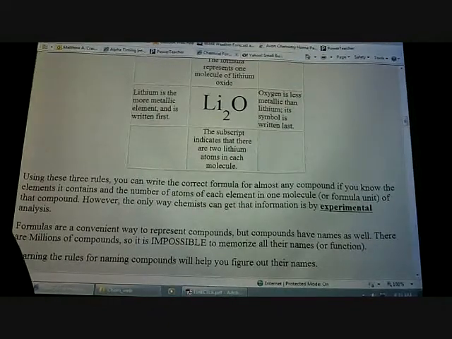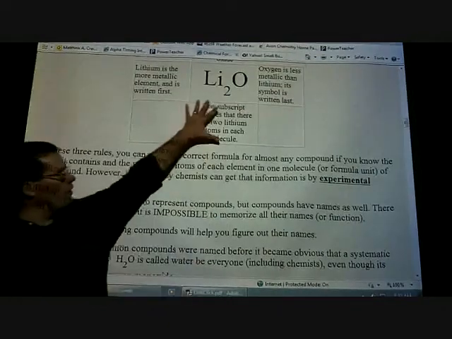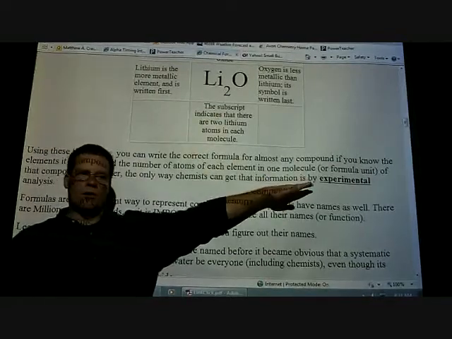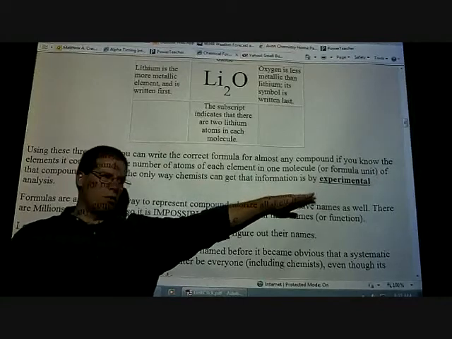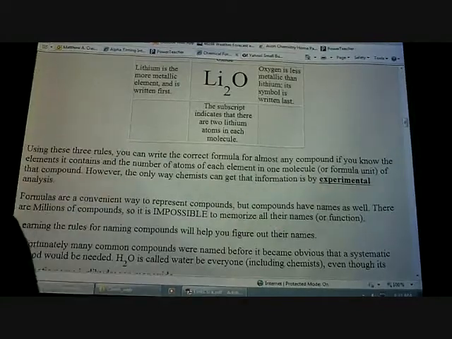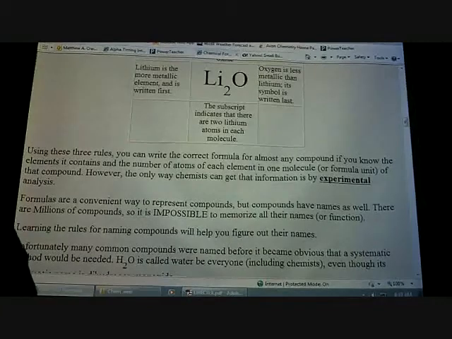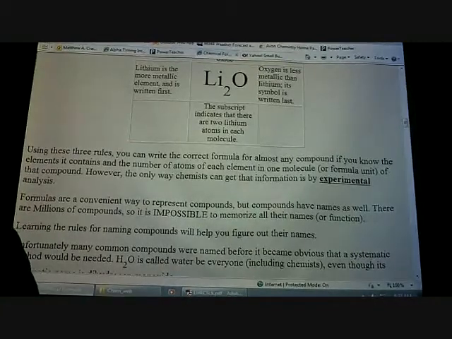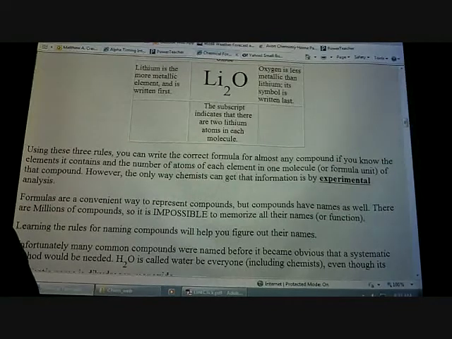And how did they figure out that it was a 2-to-1 ratio? They went into the lab and found out. There are things you can do to find out the ratio. We won't do it in here. We will probably have a stoichiometry problem a little bit later on, but we have to wait until we talk about stoichiometry first.